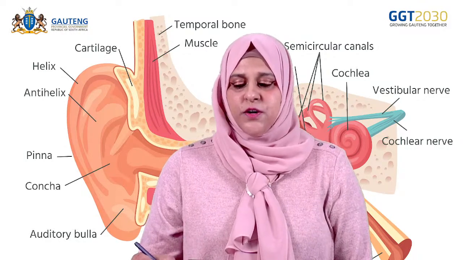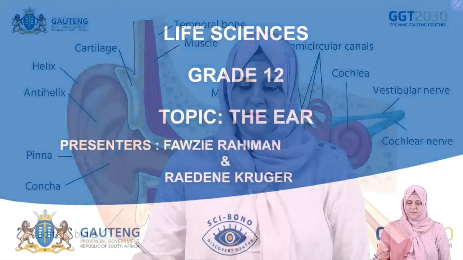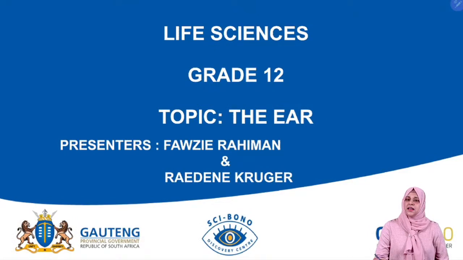This afternoon, we are continuing with the human nervous system, and we are going to learn about another amazing organ called the ear. I'm going to tell you about the structure and the functions of the ear, and my colleague Radine will explain how the ear functions, and she'll tell you about the defects of the ear. Right, let's get started.